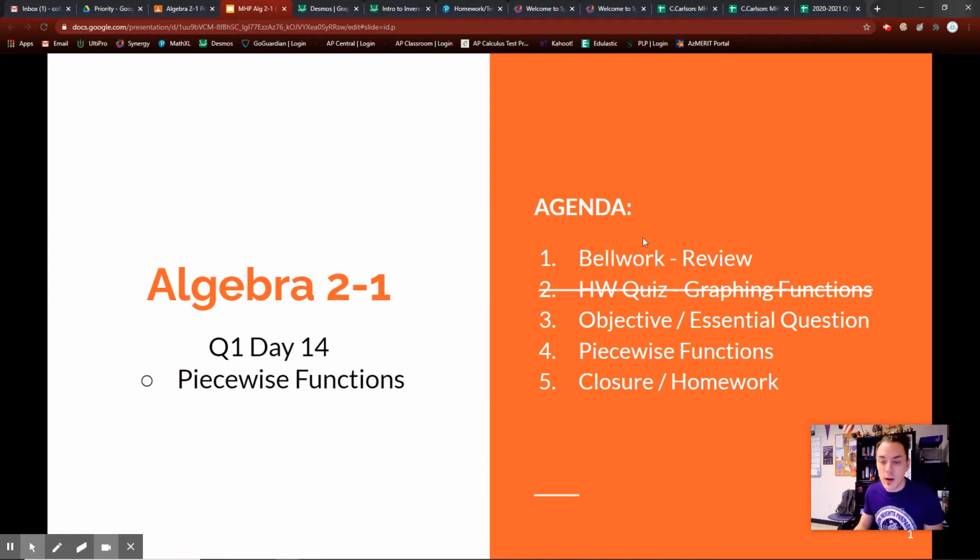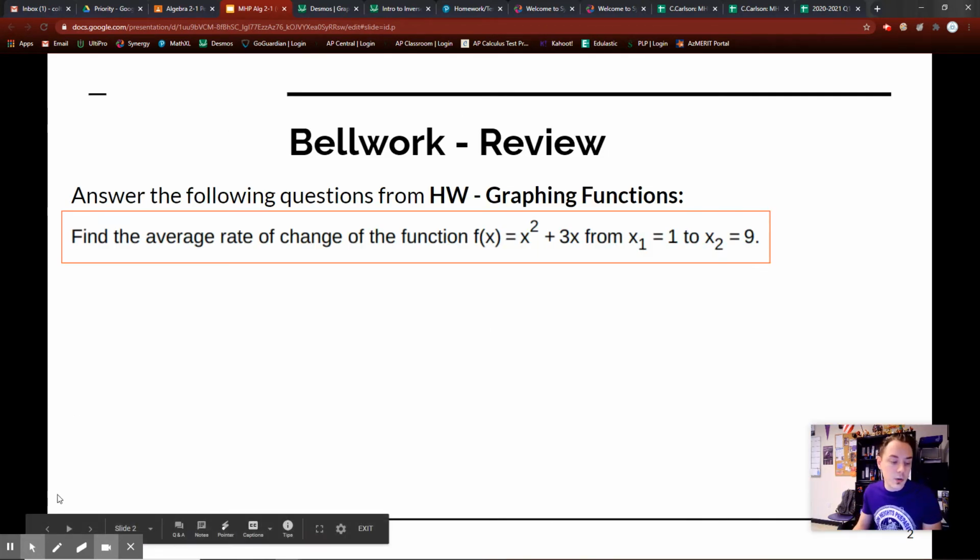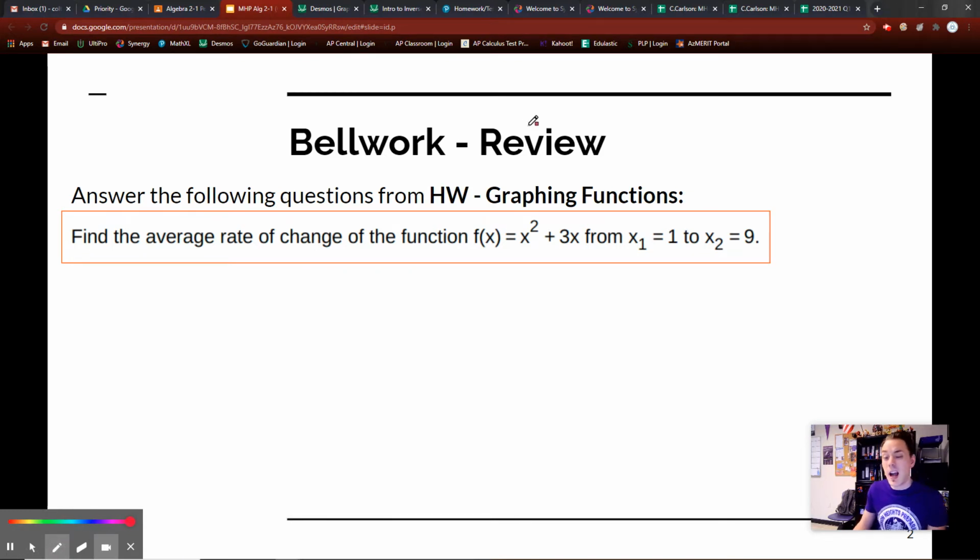We're going to go through some Bellwork preview or review. We already did the homework quiz, and then we're going to go through objective, central question, piecewise functions, and then closure. So this is the only question I have for you on the Bellwork. I'm going to go through it pretty quickly just because I want it to be review. I hope it's review. Average rate of change, it's probably the most important thing that we learned this week, to be honest, the average rate of change formula.